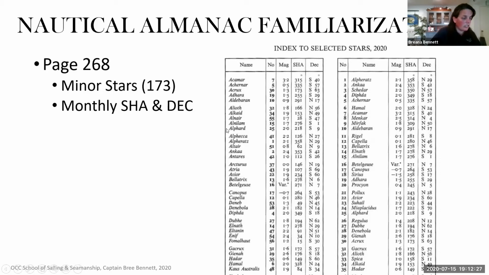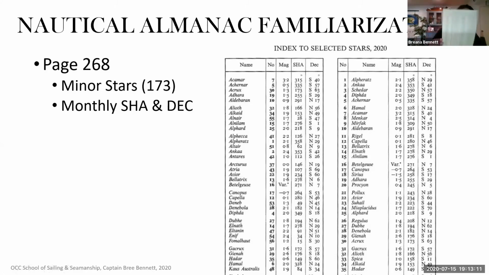The next section, 268, gives us our index of the rest of the stars. Oh, I was already there. The 173 minor stars. So those ones, if we can help it, we want to pick one of the major stars. But if we don't know what we shot and maybe we shot one of these minor stars, this is where we get their information, their SHA and declination. So it is still in the book, but it's more general to the month.